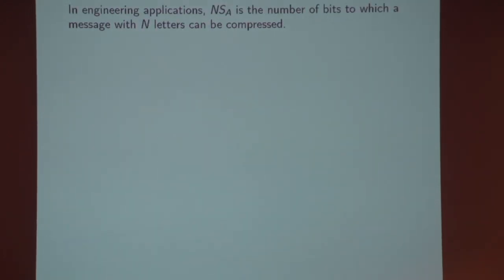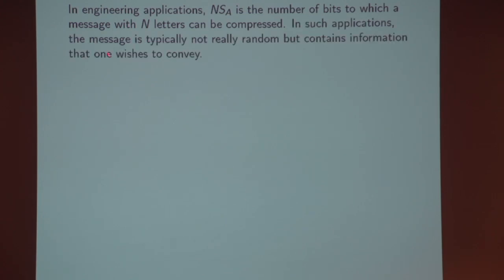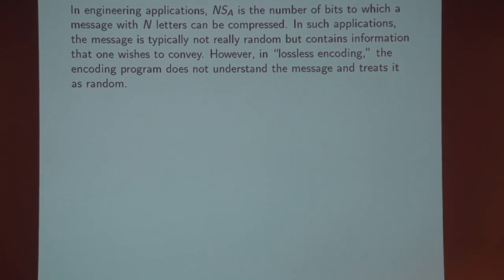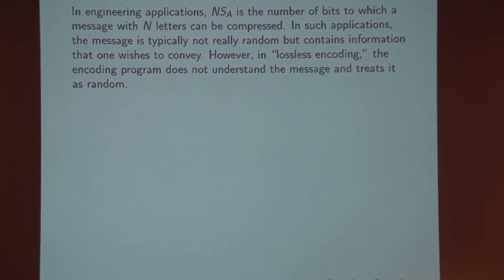So it seems a little funny at first that in a subject called information theory, one discusses random messages. So I just wanted to make a remark about that. In some applications, n times s is the number of bits to which you can compress a message. In such applications, the message isn't random, but consists of information that you wish to convey. But in what's called lossless encoding, the encoding program doesn't understand the message and treats it as random.